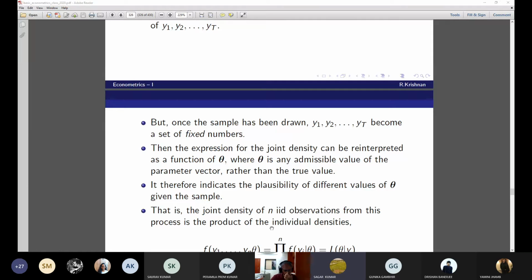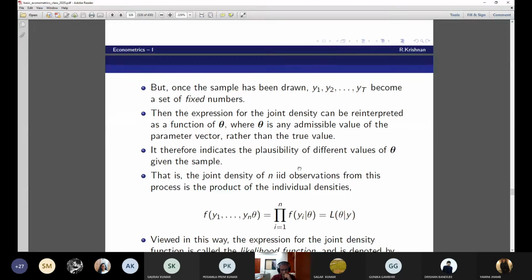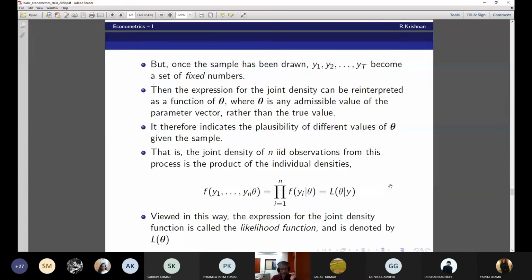Sir, here when we take the sample y1 to yt, we don't talk about anything about the independence of y. I'm coming to that. Just see the fourth bullet point. The observations are drawn independently. Therefore, it indicates the plausibility of different values of theta given the sample. That is, the joint density of n IID observations from this process is a product of the individual densities.